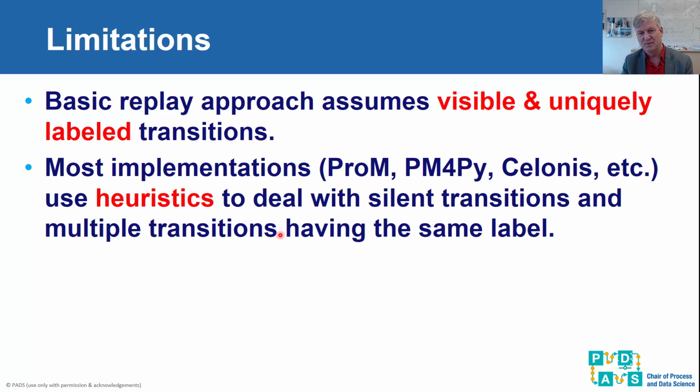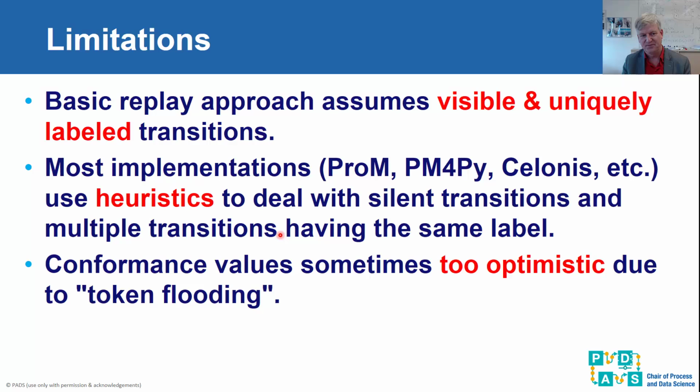Token-based replay is supported in ProM. Also in PM4Py you can do token-based replay with some optimizations. But also in systems like Celonis, for performance reasons, they are doing token-based replay, because that is the fastest way to do conformance checking at this point in time. But if you have multiple activities with the same label and they are both enabled, how do you pick one? There, heuristics come in.